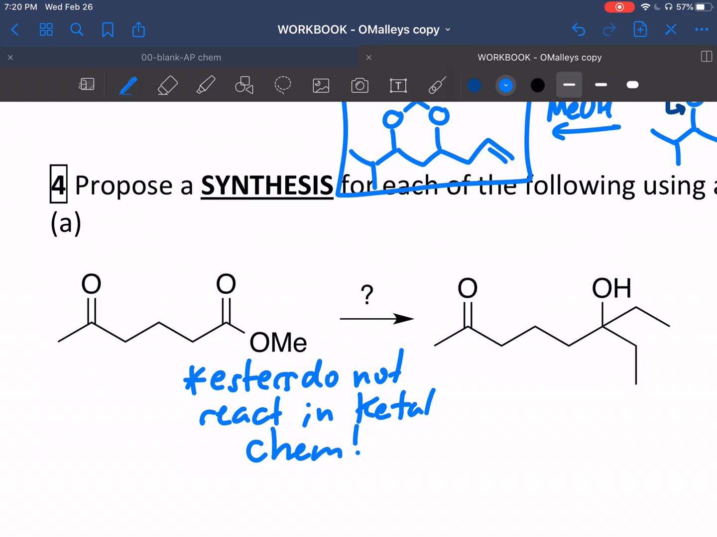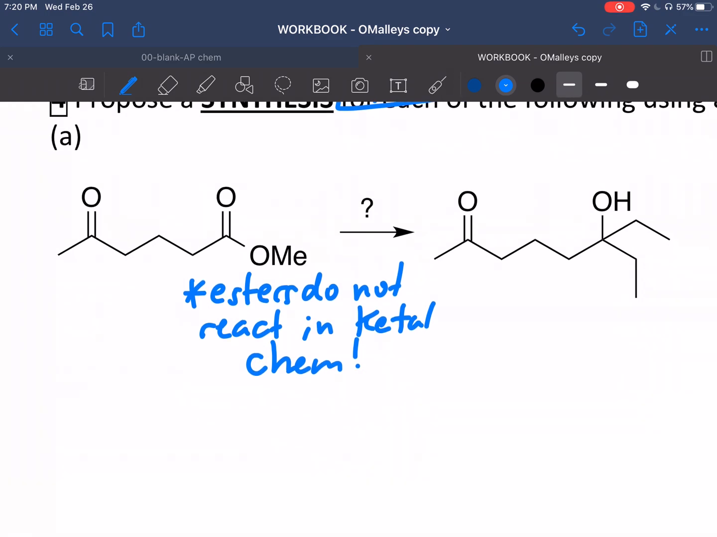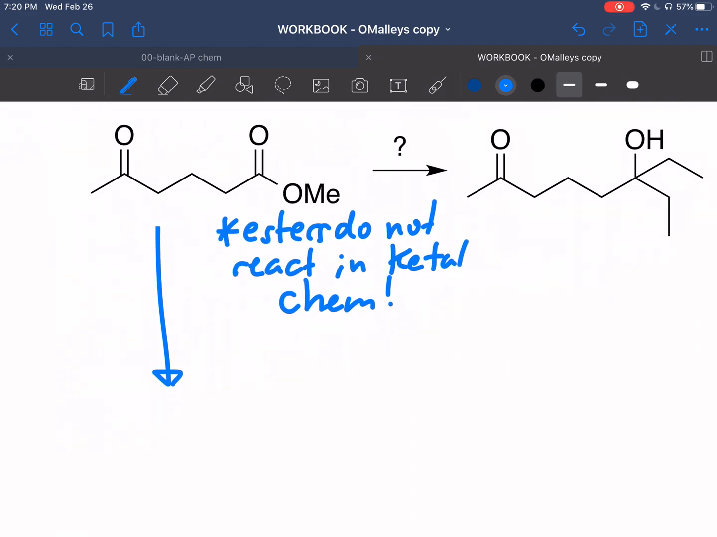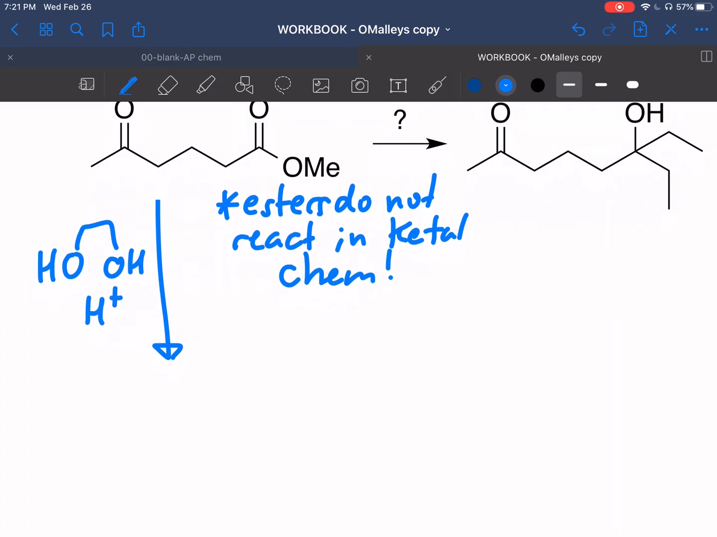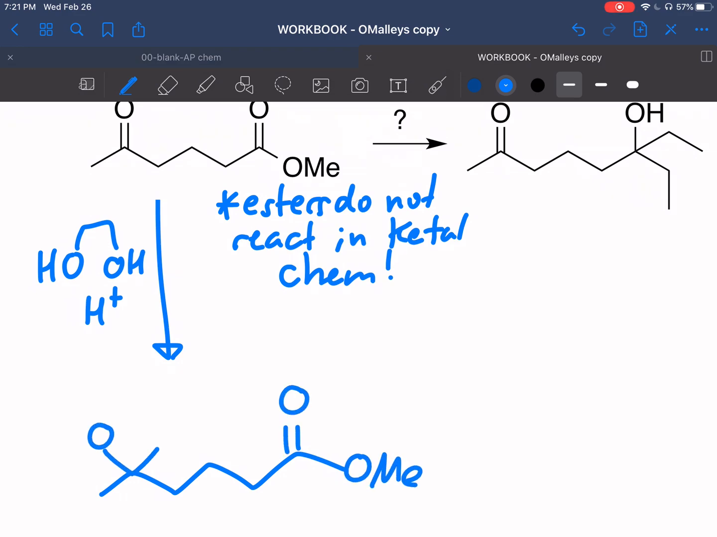This is a synthesis question, so we're not showing curved arrows, we're just going to show reagents. So how do we protect that ketone? Well, we could use the diol that we looked at the very beginning of this lesson, ethylene glycol. Easy enough and very commonly used in the laboratory to take something like a methyl ketone and turn it into this five-membered ring that's a ketal.